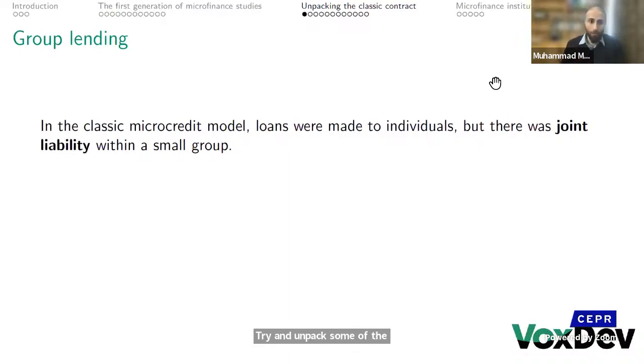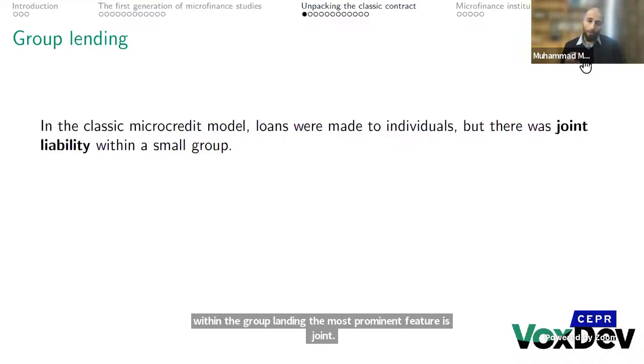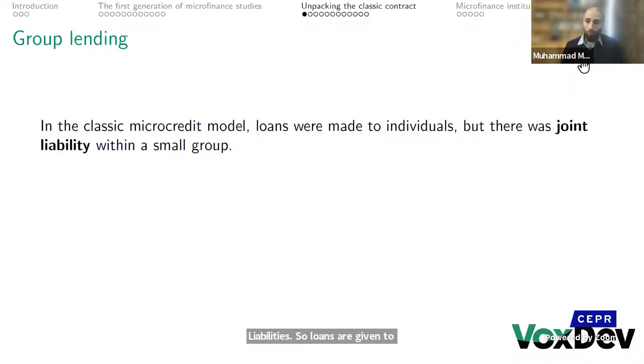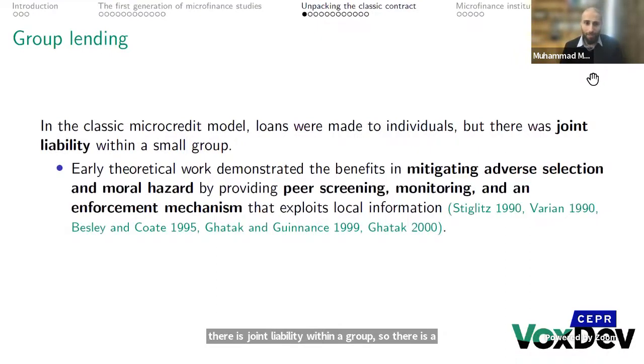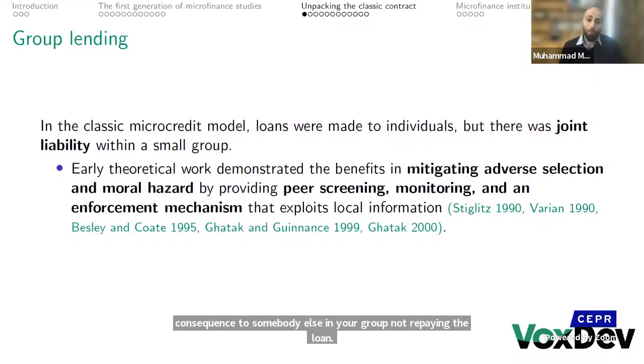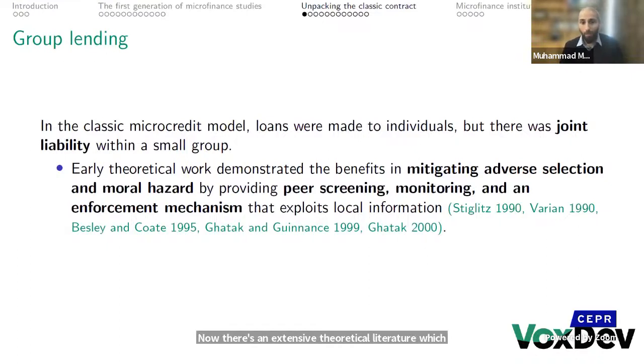the classic microcredit model. Now, often one of the most distinctive features is this group lending model, which is unique, really. And within the group lending, the most prominent feature is joint liability. So loans are given to individuals, but there is joint liability within a group. So there is a consequence to somebody else in your group not repaying the loan. Now, there's an extensive theoretical literature which shows the benefits of joint liability lending in terms of reducing adverse selection and moral hazard through peer screening, monitoring, and enforcement mechanisms.